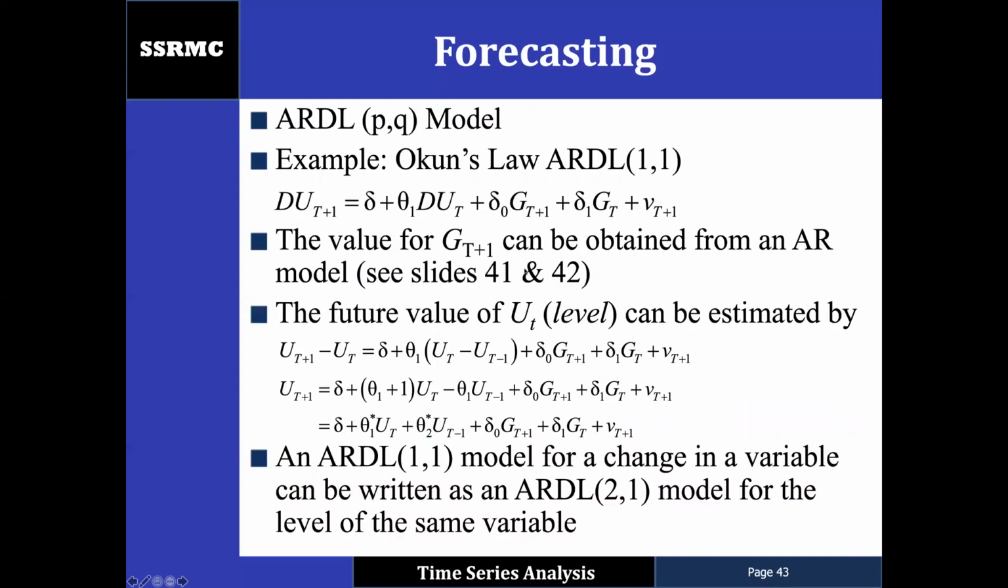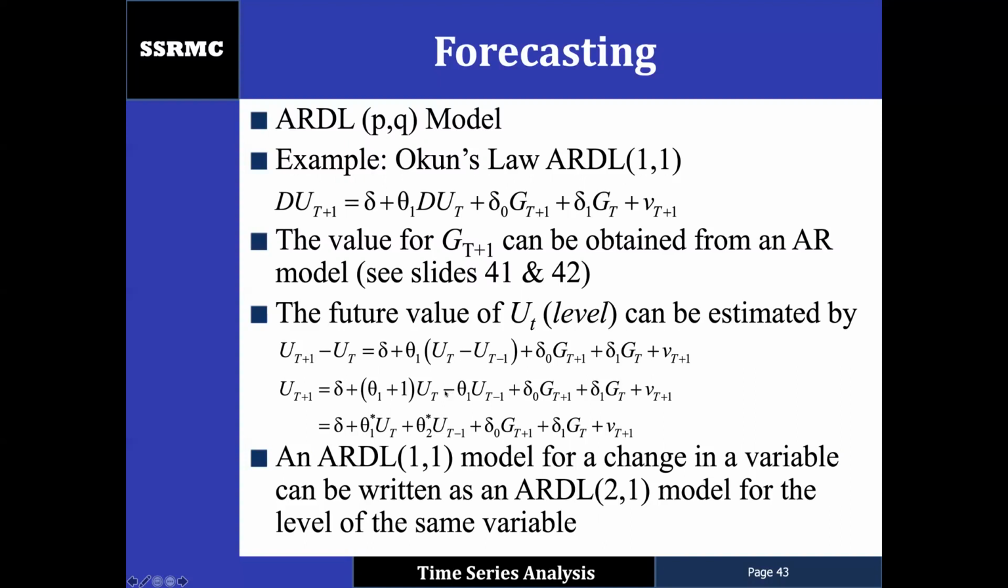The next example is based on a more general model. So it's the ARDL model. We have the lag terms of both the dependent and independent variable, as shown here. So that's an ARDL11 model. And we can estimate the value of GT plus 1 based on the discussion that we had before on the last two slides. So if you need the future value of GT plus 1 in your ARDL model, this is how you can do it.